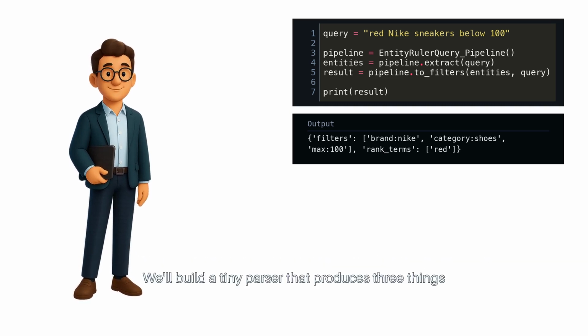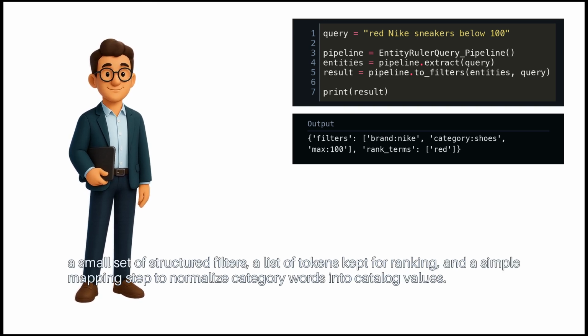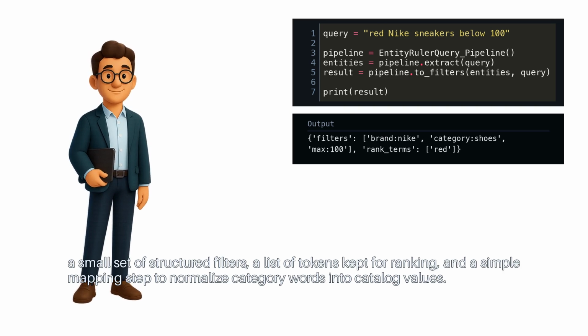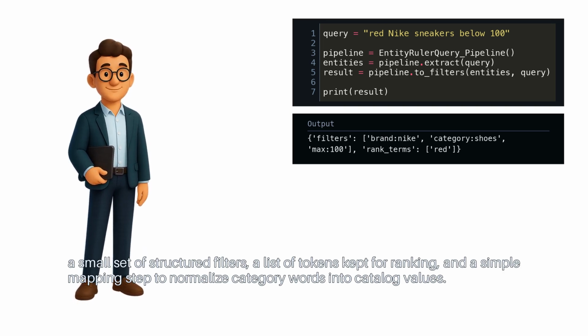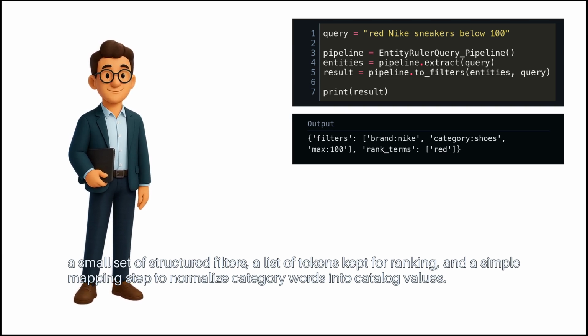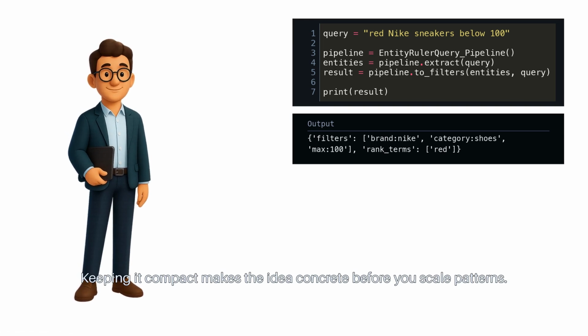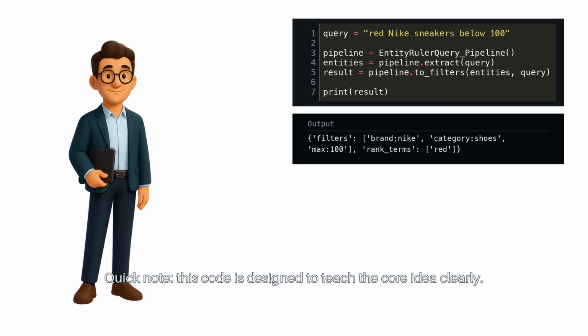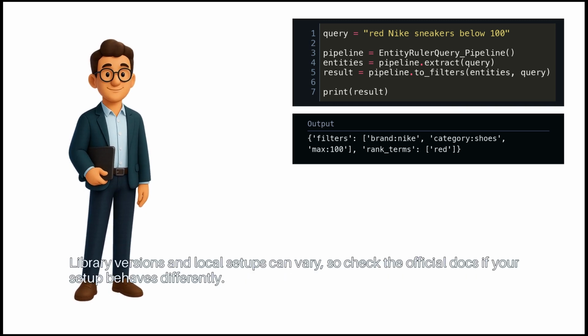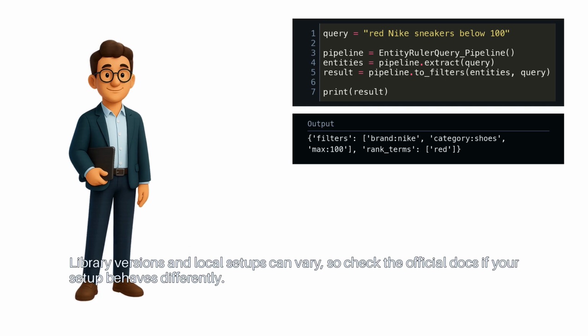We'll build a tiny parser that produces three things: a small set of structured filters, a list of tokens kept for ranking, and a simple mapping step to normalize category words into catalog values. Keeping it compact makes the idea concrete before you scale patterns. Quick note: this code is designed to teach the core idea clearly. Library versions and local setups can vary, so check the official docs if your setup behaves differently.